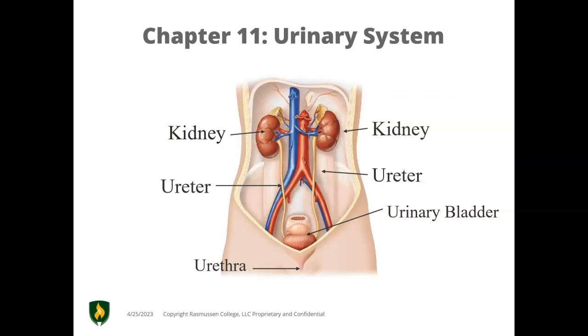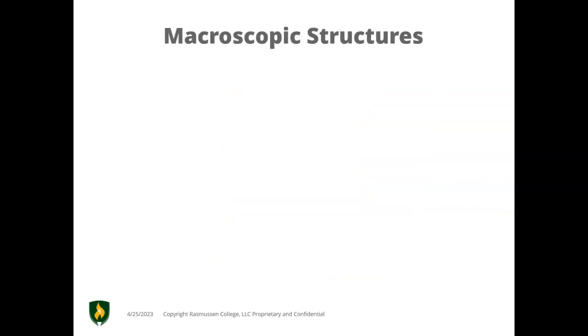Now, the urinary system is broken into either macroscopic or microscopic structures. So I'm going to take just a few minutes and talk about the 2 differences there. We're going to start with macroscopic structures. So the first macroscopic structure, and if you break that terminology down, macro means large. So these are ones that we can actually see without the use of a microscope.